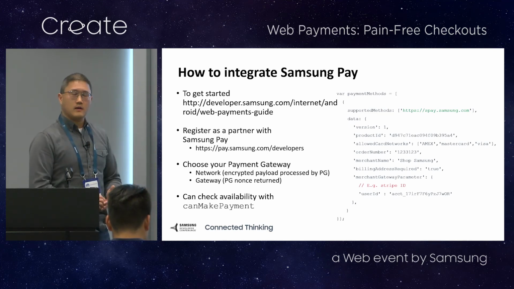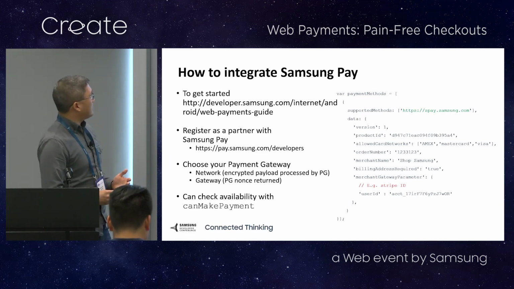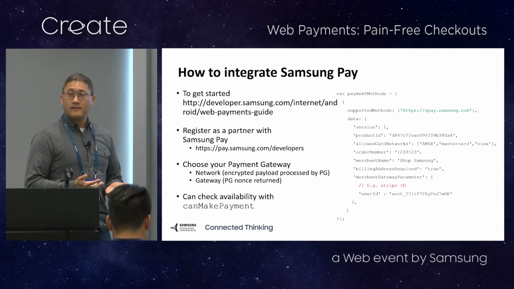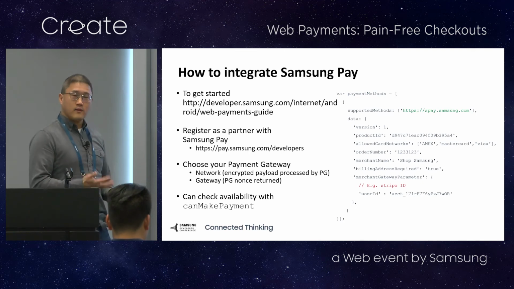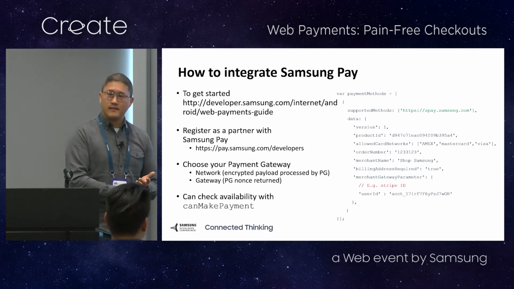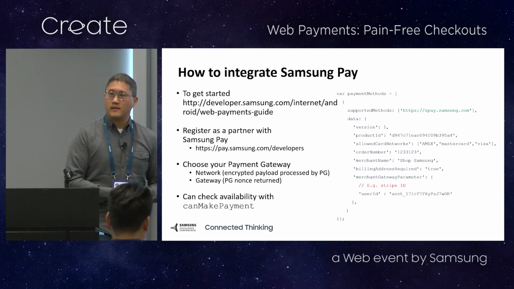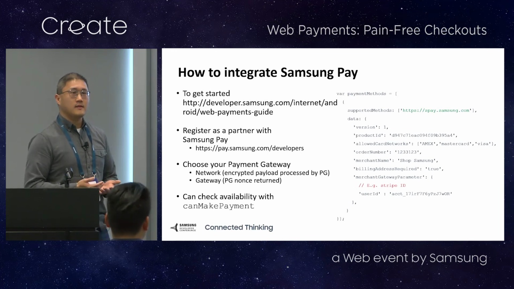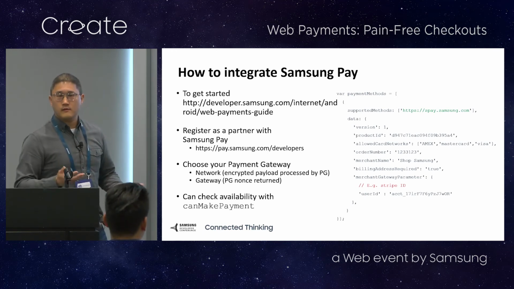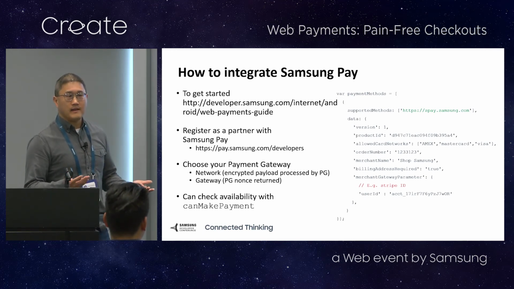Alternately, if you choose a payment gateway like Stripe, you will just let us know an identifier that Stripe has assigned to you. And during a transaction, after a user has authenticated, we will actually call Stripe on your behalf, pass them the cryptogram and token, get back a nonce, and as part of the Samsung Pay response, you get that Stripe nonce, you pass it to your merchant server, and then you can transact with it like you would any other Stripe nonce.